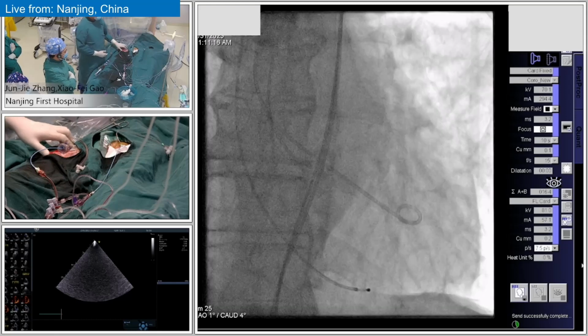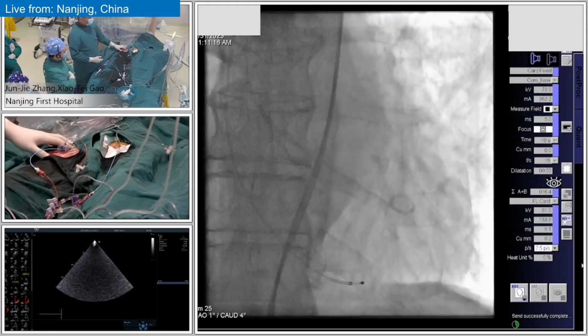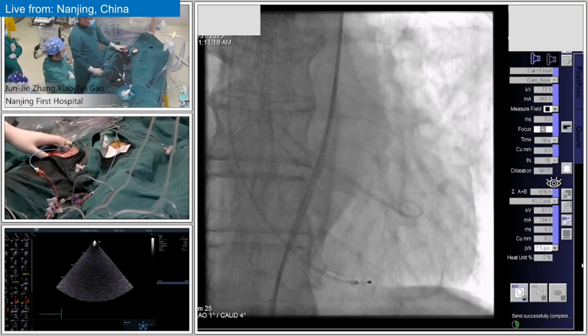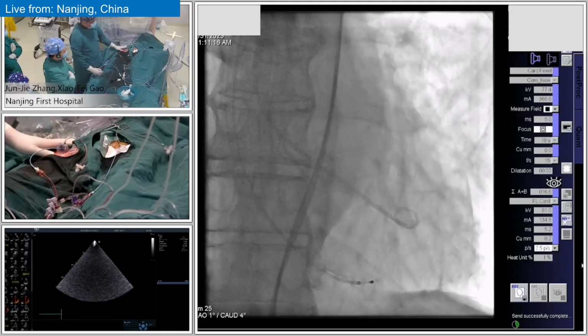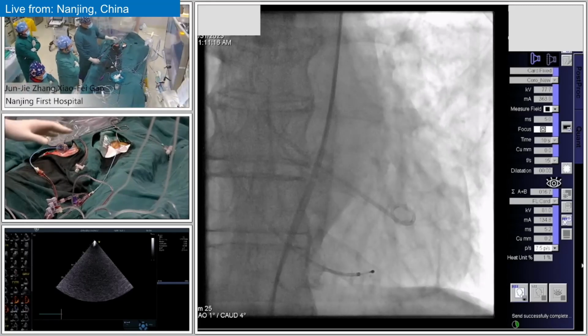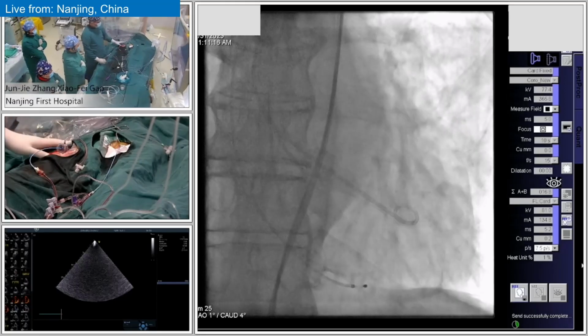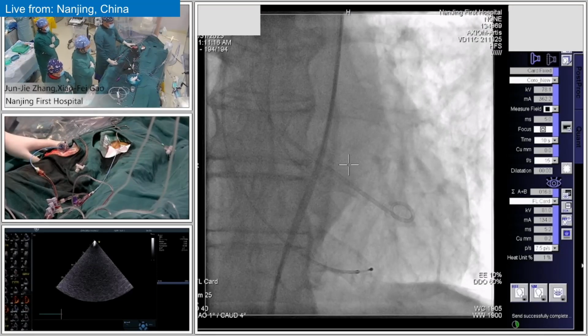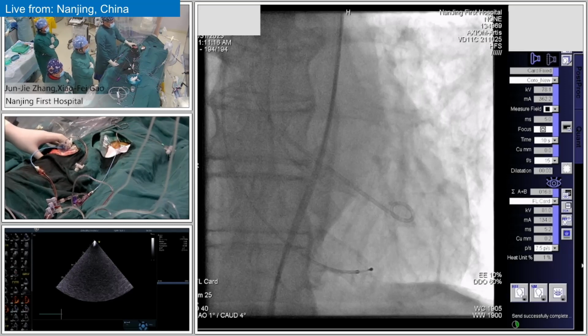And what we have done, let me show you. We have inserted the temporary pacemaker wire from the right jugular vein. And also we have successfully crossed the wire into the LV and placed a pigtail. You can see the pigtail is in the LV and another pigtail in the aortic root. From the hemodynamics, you can see there is a high gradient between the LV and the aortic root, nearly 90 millimeters of mercury. So it's a typical severe aortic stenosis.